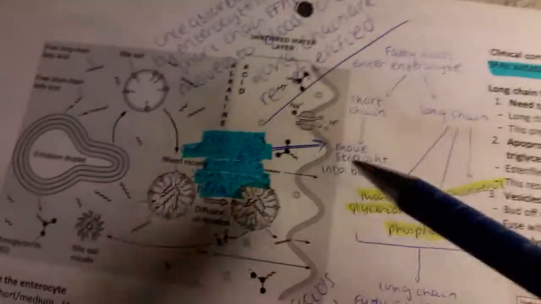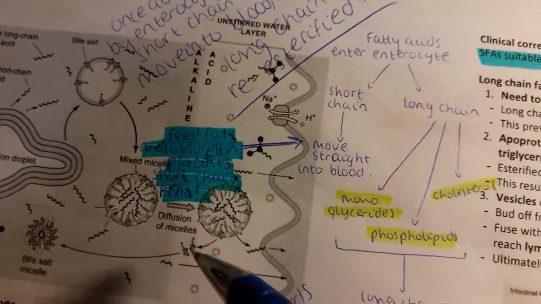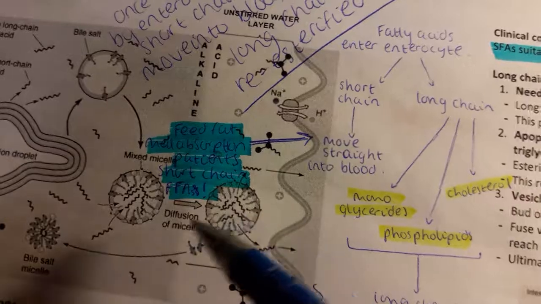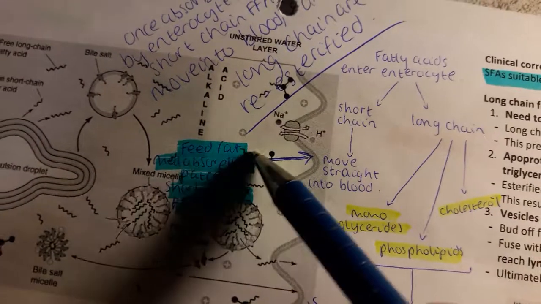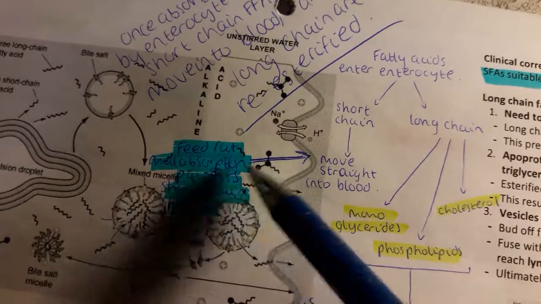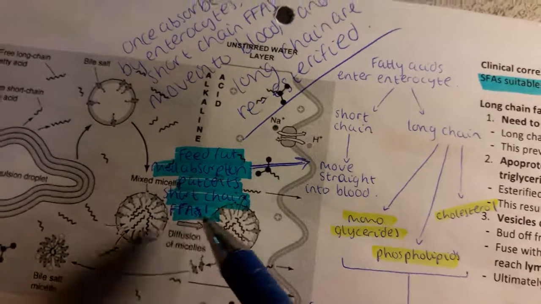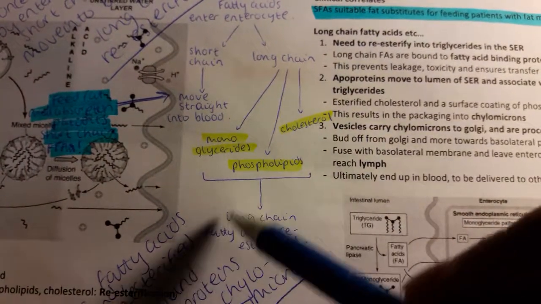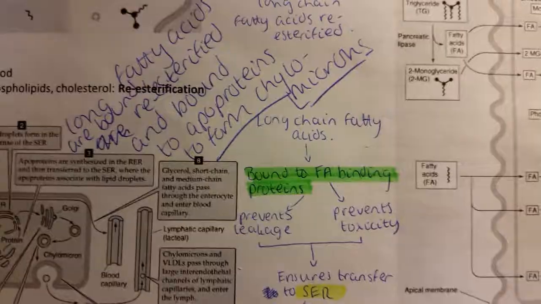And for this reason, short-chain fatty acids are suitable fat substitutes for feeding patients with malabsorption. You can feed fat malabsorption patients short-chain fatty acids, because they are going to move straight into the blood rather than being esterified. It's like a longer process.